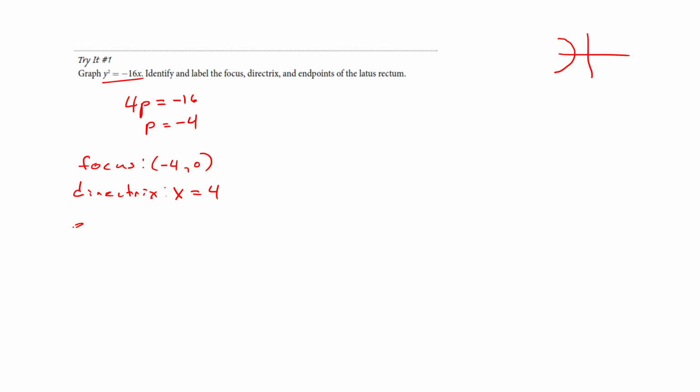Now we need the endpoints. So the endpoints are going to be this point right here and right here. It's at the same point as the focus, so it's -4, and then it's 2p. So if p was -4, we're going to have -8 is one of them. So it's plus or minus 2p are the two values. So 2p is -8, and then the other one changes signs.